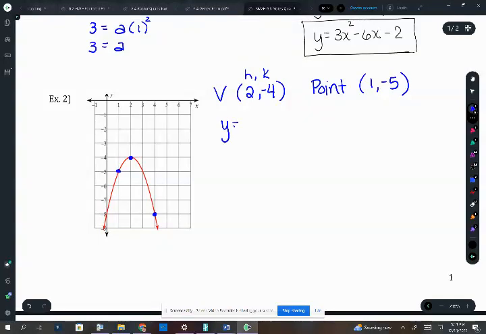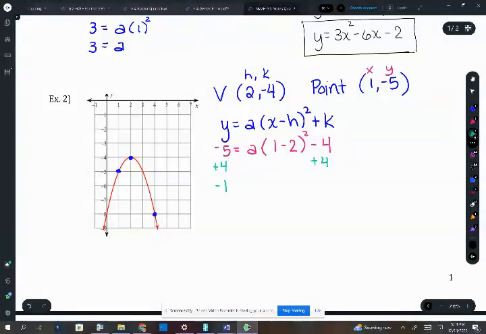So our equation has not changed. This is a times x minus h squared plus k, and we're going to plug in our values. So again, this is our x and this is our y. So our y value is -5. Our a value is what we're looking for. X is 1, h is 2 squared, and then our k value is a -4. And again, we're just solving for a. So we'll add 4 to both sides. So this gives us -1 is equal to a.